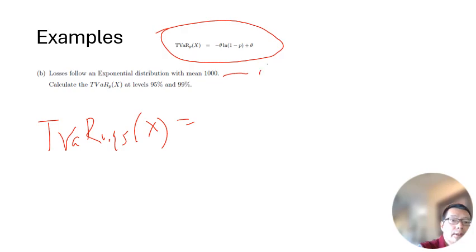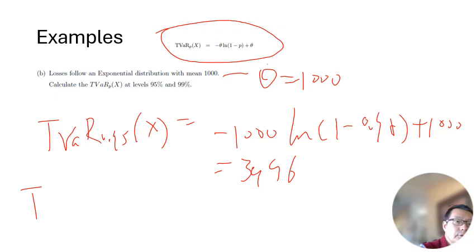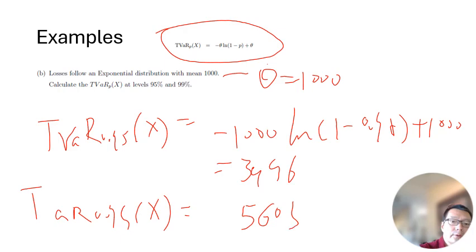First from here we can decide theta is equal to 1000, because for an exponential distribution the mean is theta. Now from here you can put theta is 1000, log of 1 minus p with p at 95%, plus 1000. You can get 3996. And similarly for TVaR at 99%, you just apply the same formula except you use 99% instead of 95%, then you will get 5605.